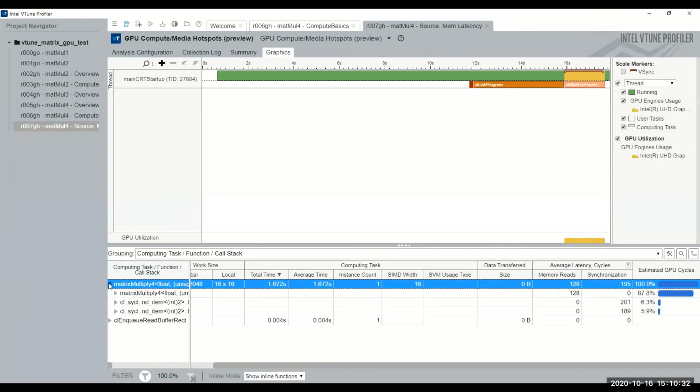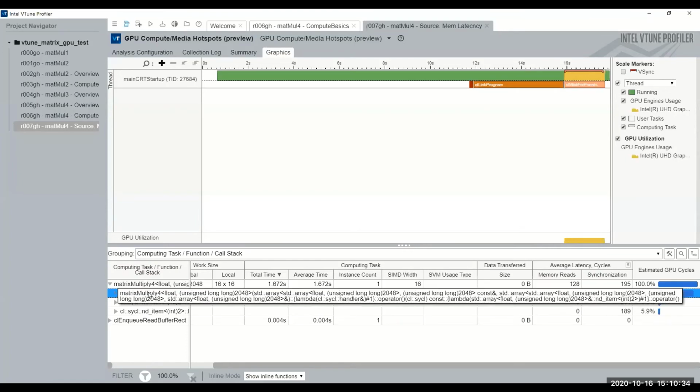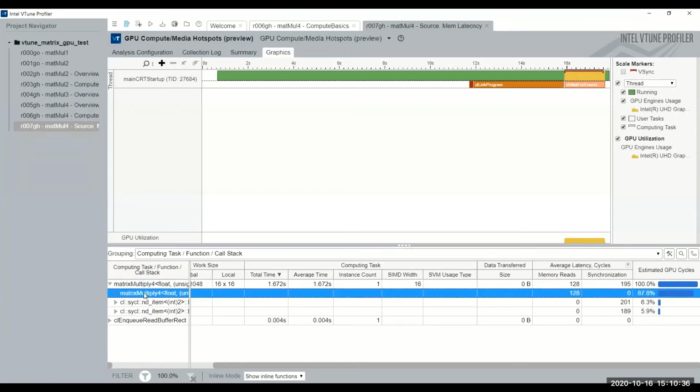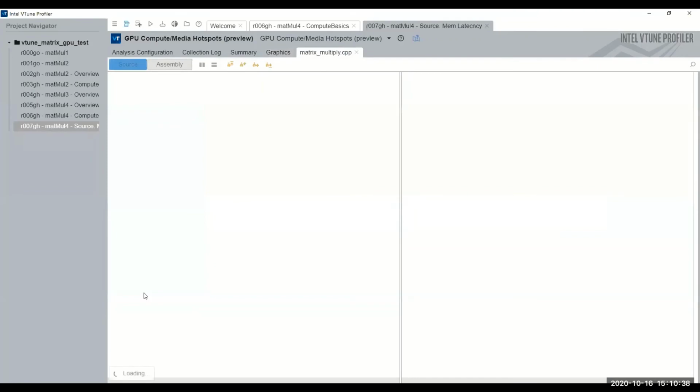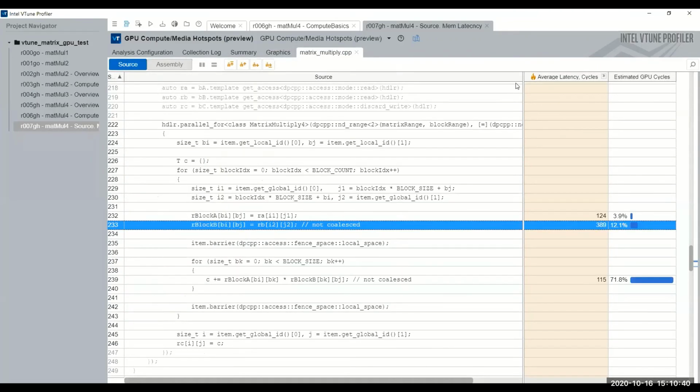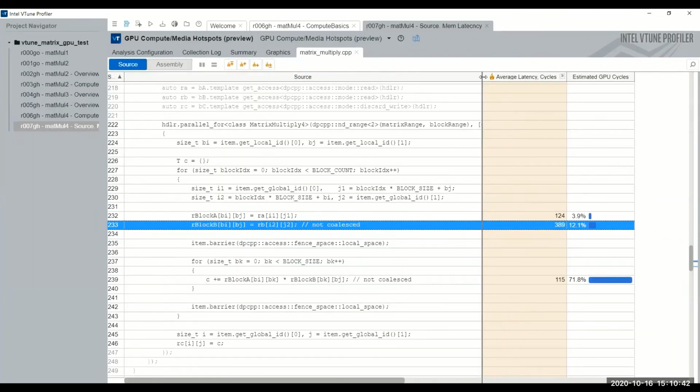But if we go to the function itself in this computing task, so I double click on this function name, and then I get this latency cycles and estimated GPU cycles, the portion against the source code inside my kernel. I hope this is the answer to this question.